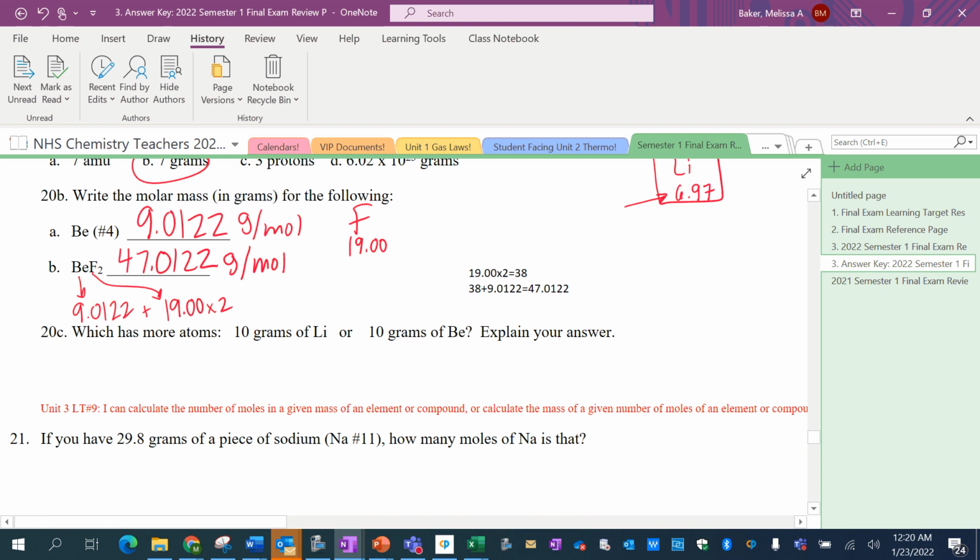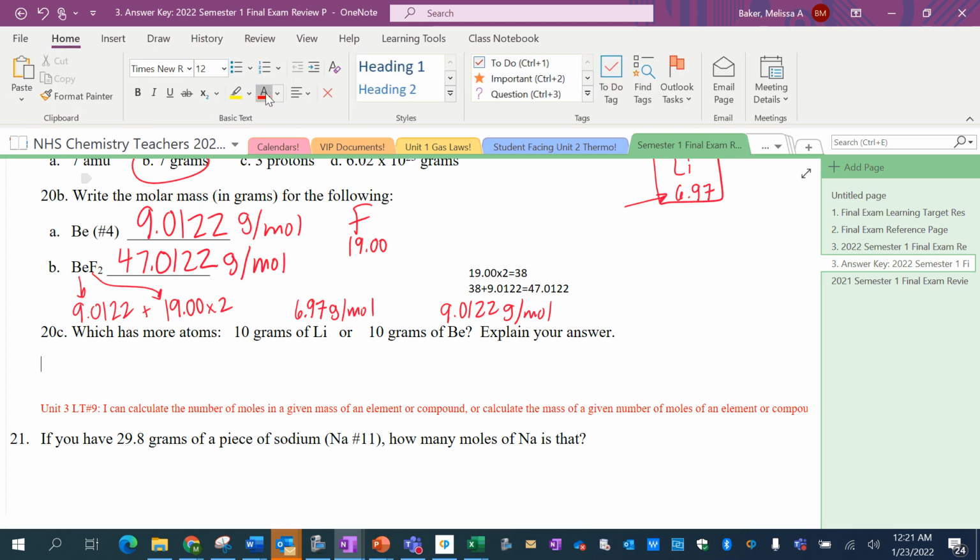Which has more atoms? 10 grams of lithium, which weighs 6.97 grams per mole, or beryllium, which we just found weighs 9.0122. Well, lithium atoms are a little bit smaller. So if you have 10 grams of each, that must mean 10 grams of lithium contains more atoms because lithium atoms are smaller in mass than Be atoms, so it takes more Li atoms to reach 10 grams.